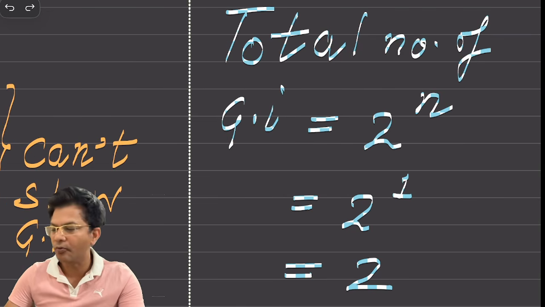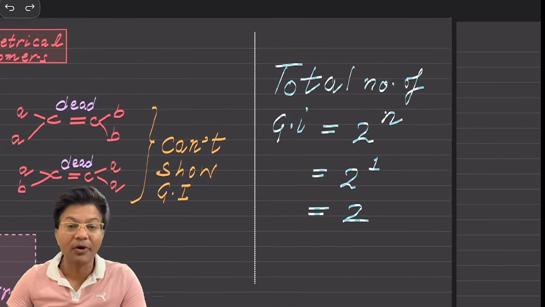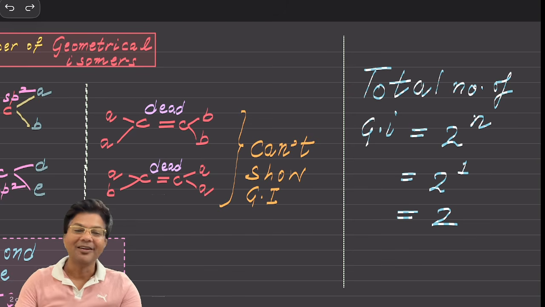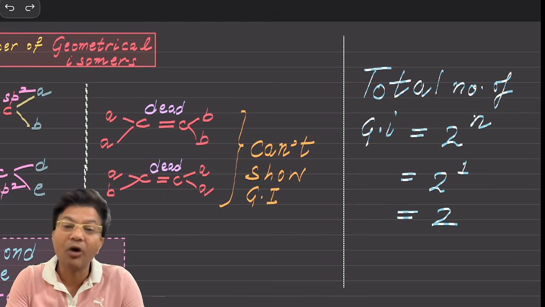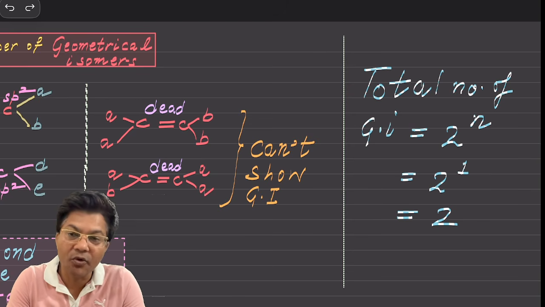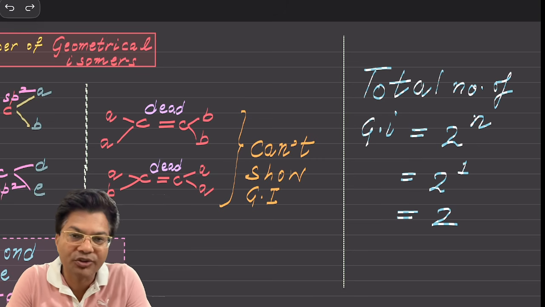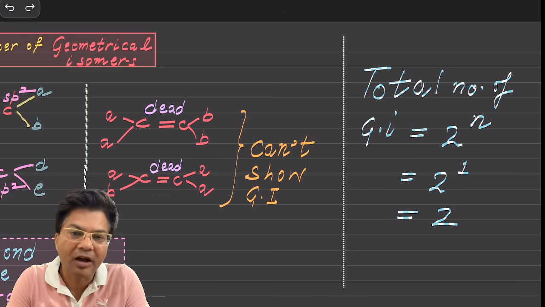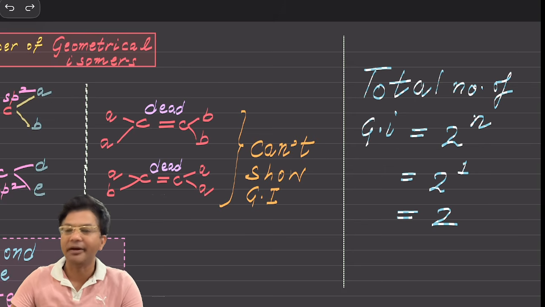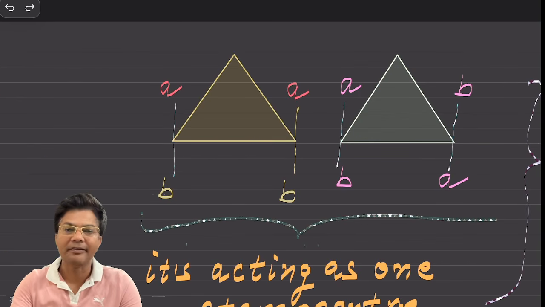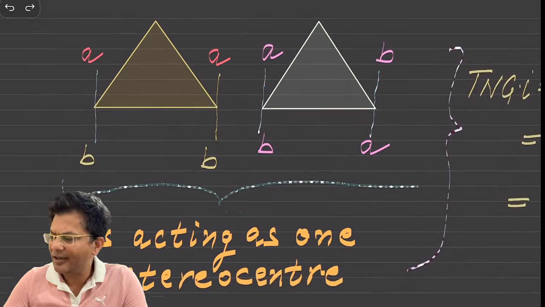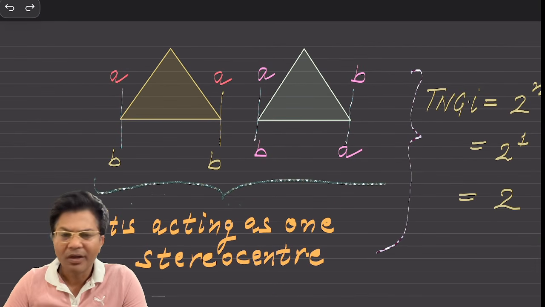Now let's move on to the second slide, because now you must be thinking, sir, what are you doing? You have started teaching. Why are you not telling us how to find the total number of GI in one go? First of all, we should understand which will show GI and which will not show GI. Then only we can find how many total number of GI will be there. Now let's see the second slide. Now generally people think that GI is shown just by double bond.